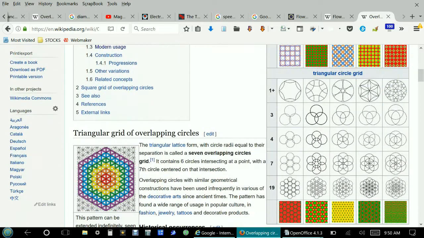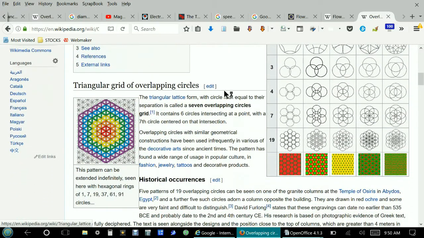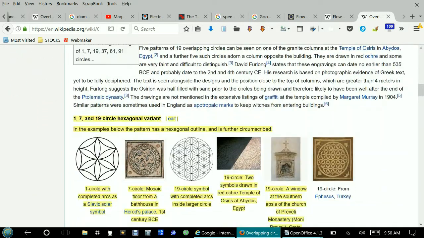So then even Wikipedia starts to describe each of these triangular geometric grids in two-dimensional space. Triangular grid overlapping circles, historical occurrences. Here's the 19-circle hexagonal variant, and you can see that this one right here is the Slavic solar symbol.